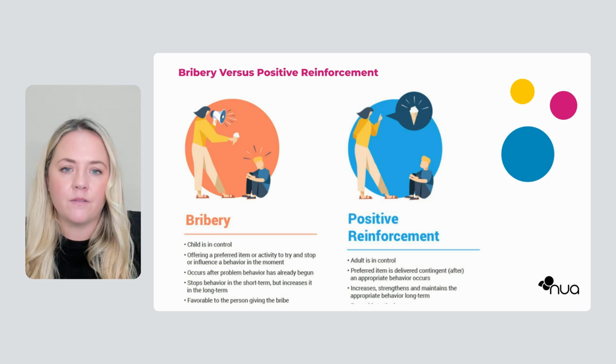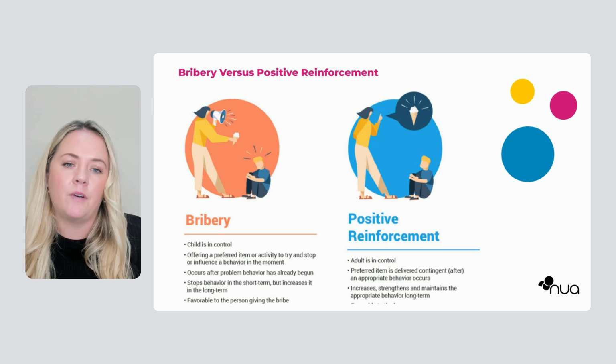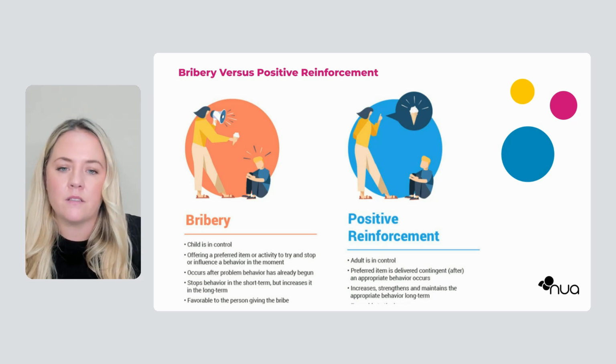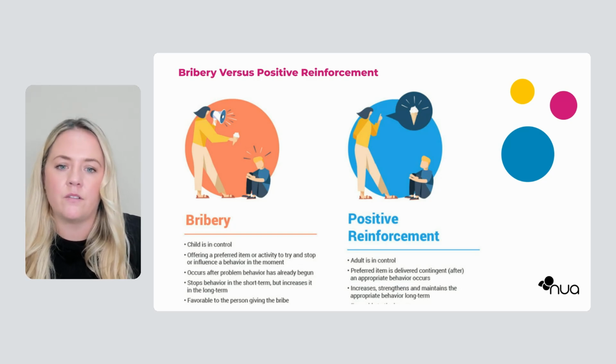Looking a little bit more at positive reinforcement, one of the common things that comes up is that it's looked at as bribery. But bribery is often something that occurs when a behavior has already happened. A behavior has already begun to escalate, and we're trying to offer something for the person to stop. Often it means that the individual engaging in behaviors of concern, or the child, is in control of the situation. We're offering something to try and stop a behavior or influence the behavior in the moment. It often occurs after behaviors of concern have already begun.